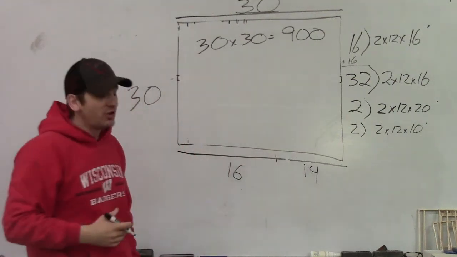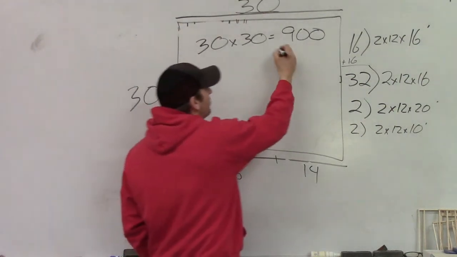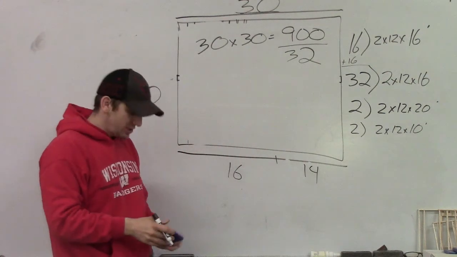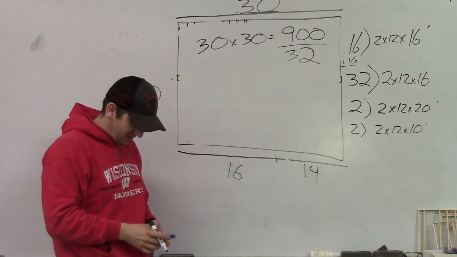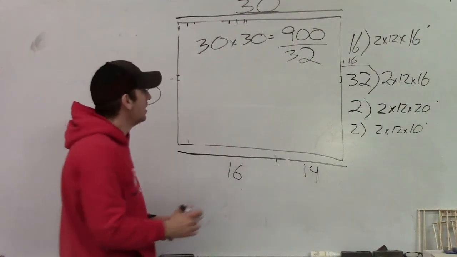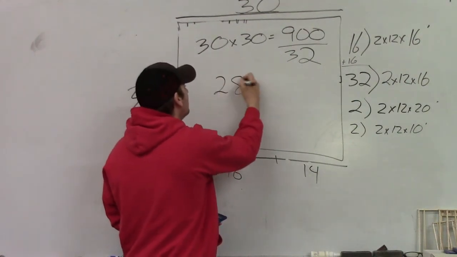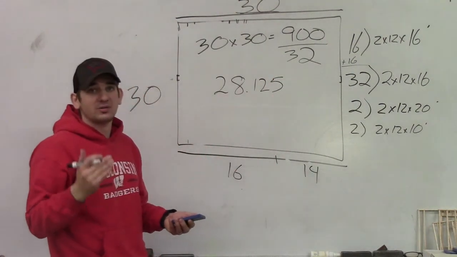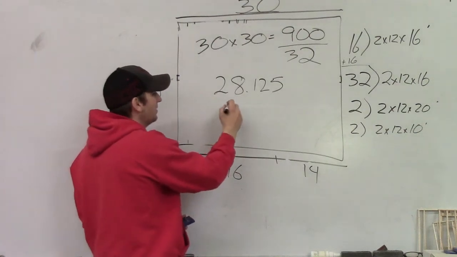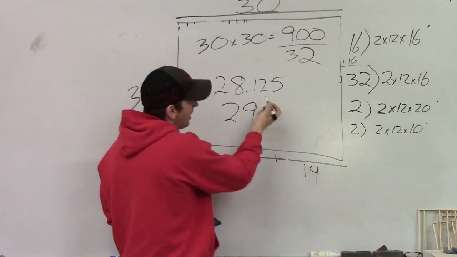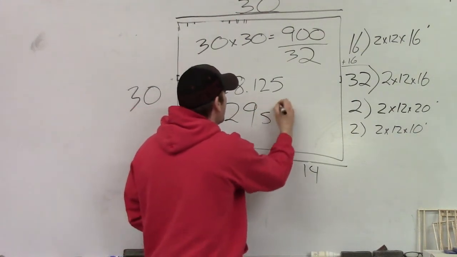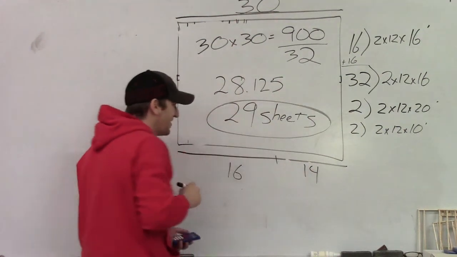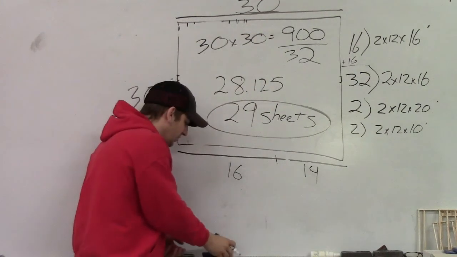Perfect. Square footage in a sheet of plywood, 4 by 8 sheet of plywood, is 32. And we take 900 divided by 32, and we get 28.125. How many sheets do we want to order? 29. Rounding up. If we rounded down, we'd be short a little bit, and we don't want to do that. So we need a total of 29 sheets to make that happen.